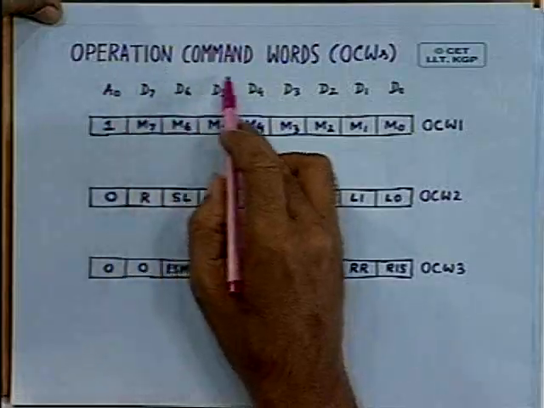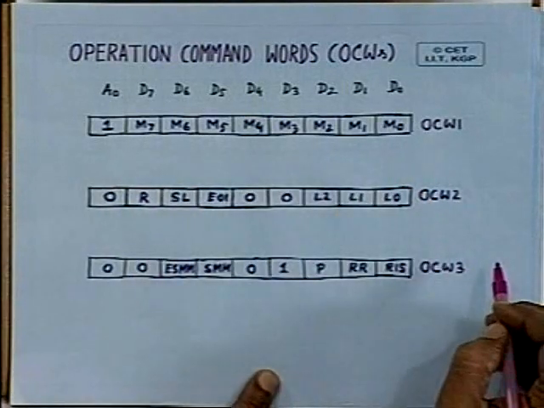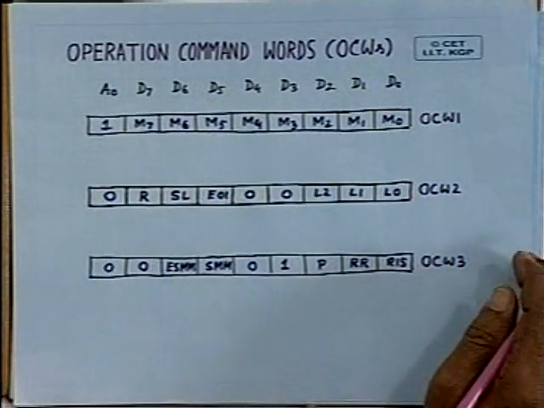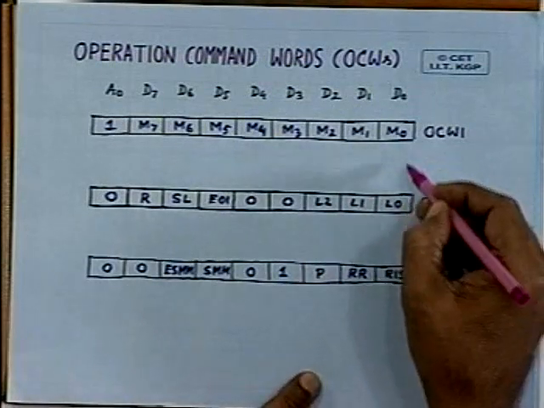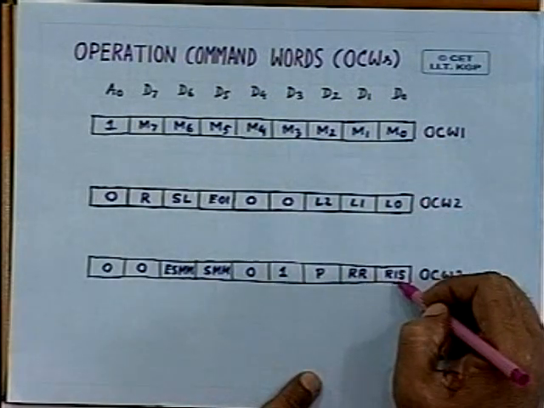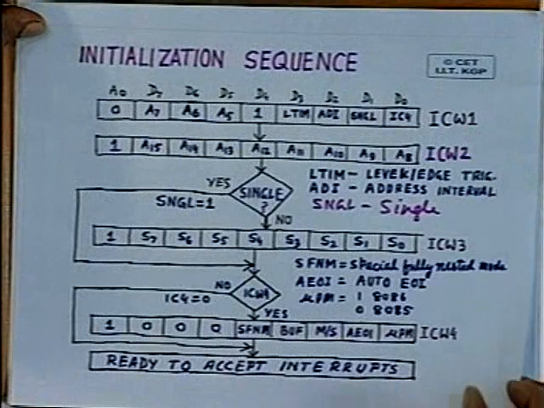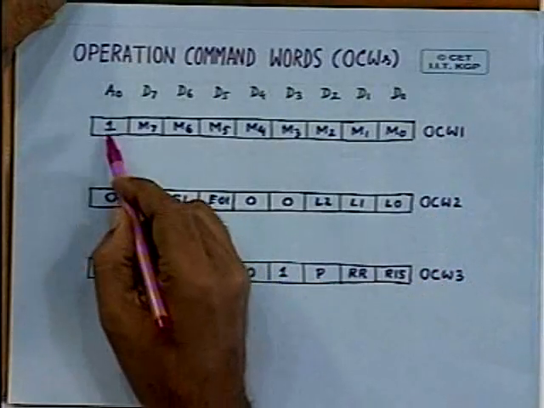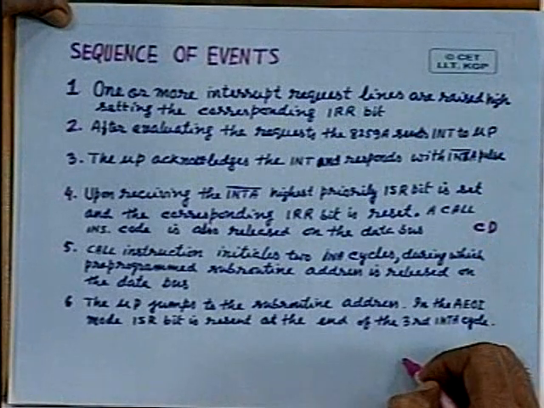And also, there are some special operation command words with the help of which you can mask some of these interrupts. And whenever you are using a number of devices, then priority levels can be decided. So these are special functions. I am not going into the details because of lack of time, but you have to program those initialization command words and operation command words by addressing different bits and selecting the chip before the device is ready for receiving interrupts. And after the interrupts are received, the sequence of events that will take place, I have already explained.